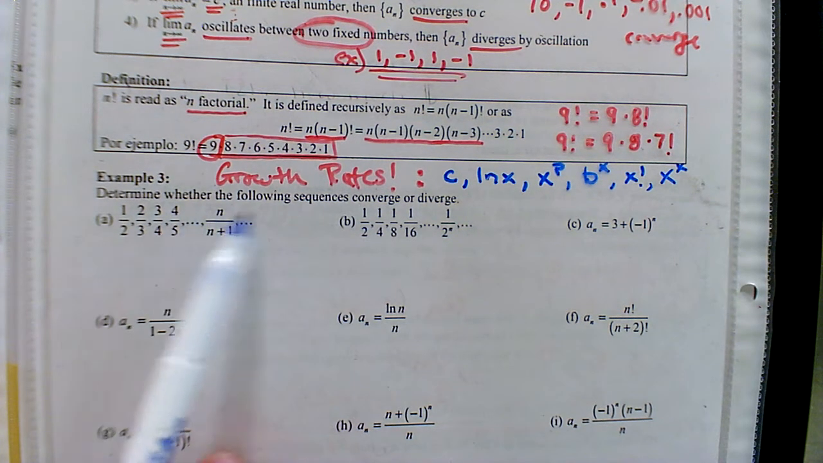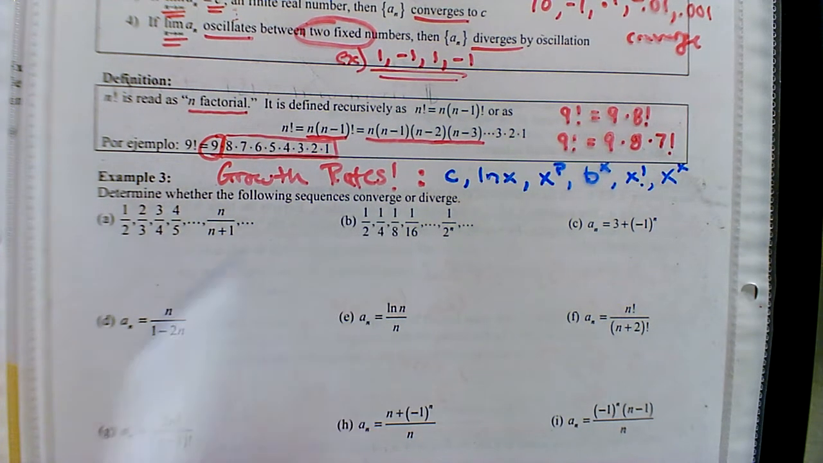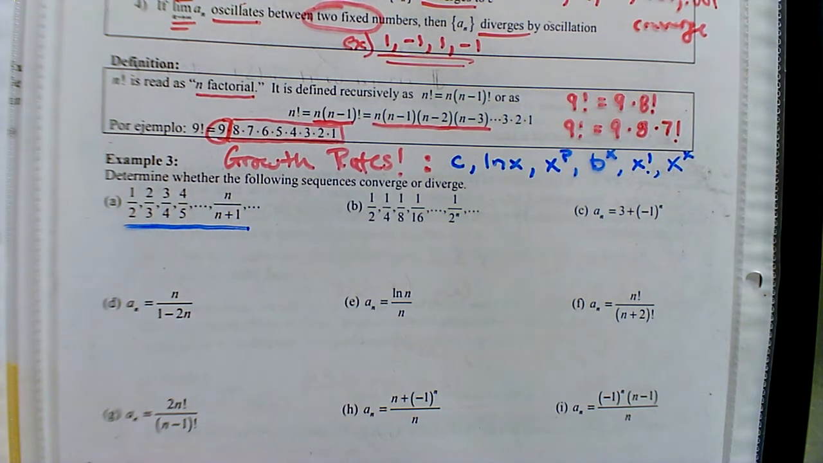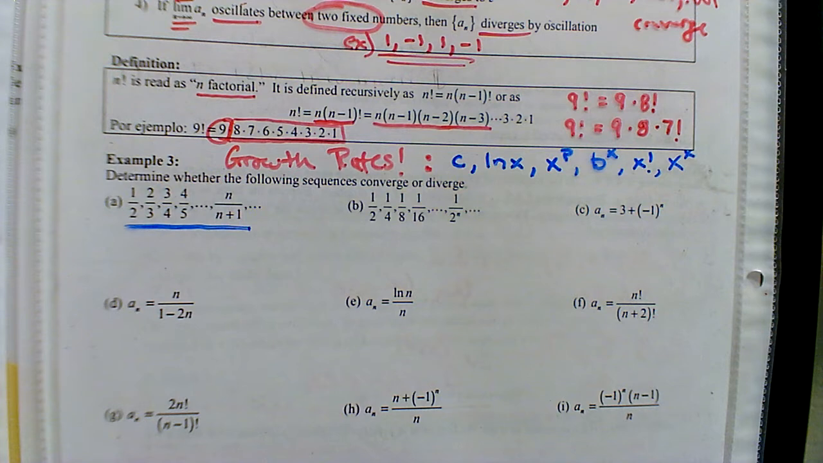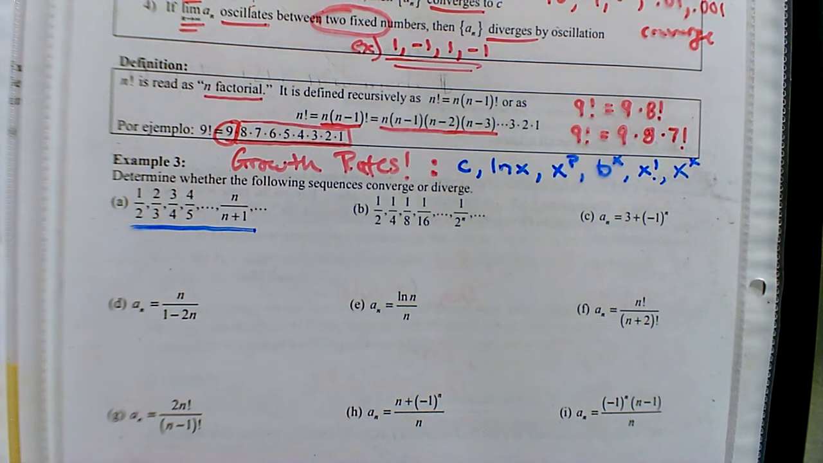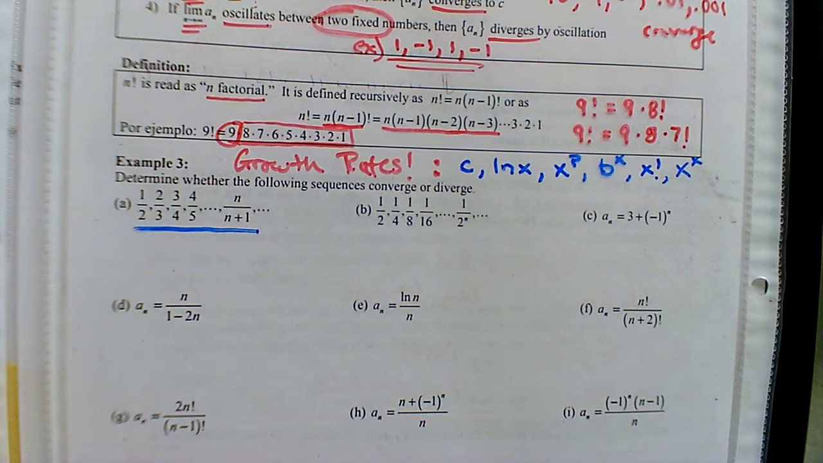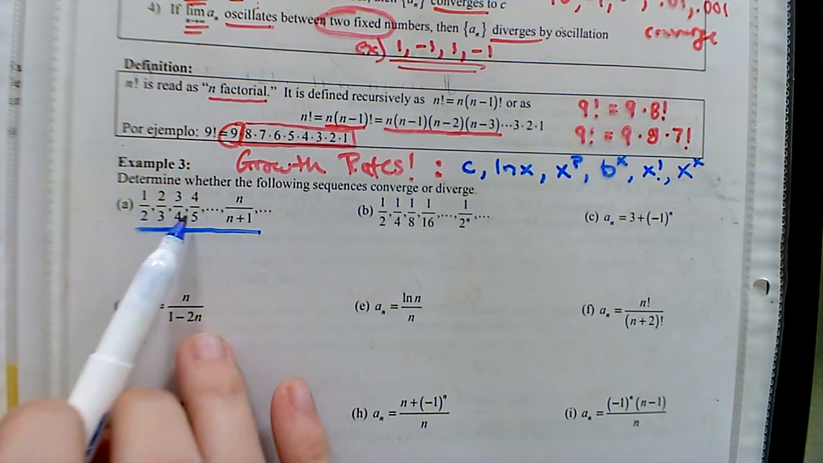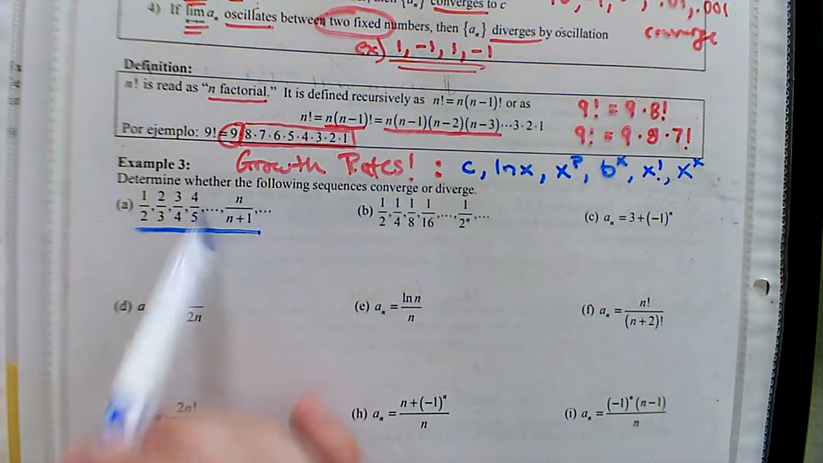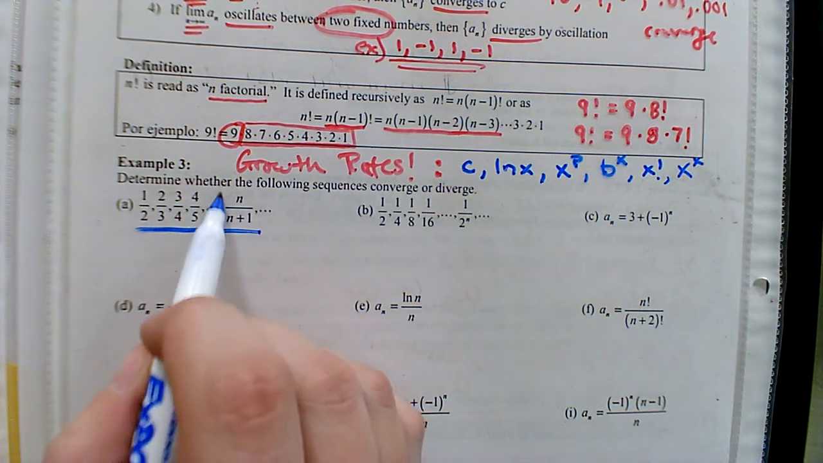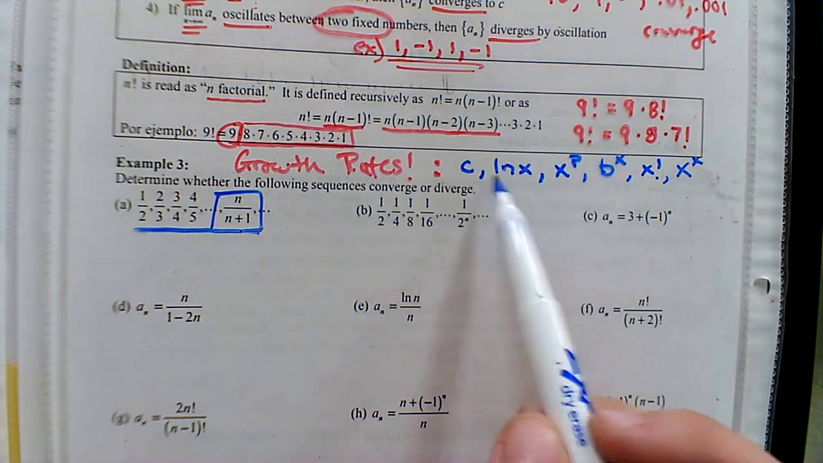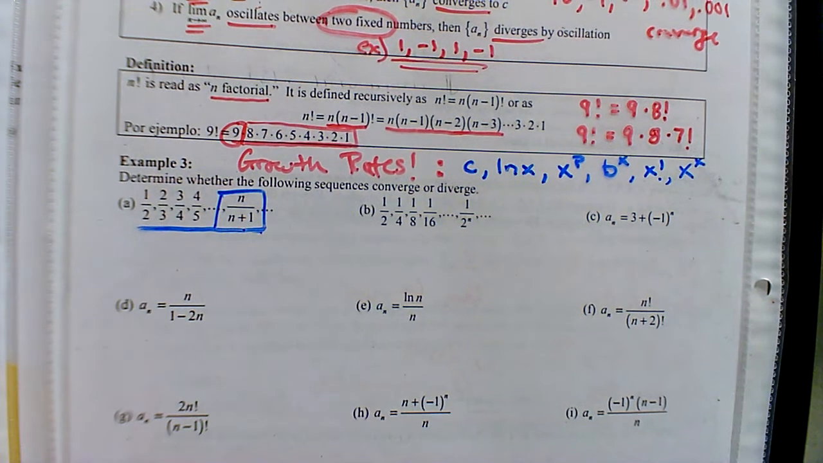Determine whether the following sequences converge or diverge. If we were to go very far into this sequence, plugging in number after number to get a bunch of terms listed, what would we eventually see happening? Are we going to converge or diverge? In this example, they give you a few terms to consider, but they also give you the rule, and I would say looking at the rule is probably the fastest way to help us determine that, if we can remember those growth rates.